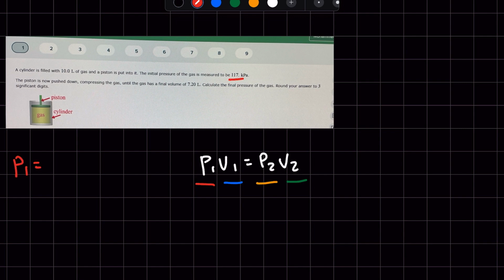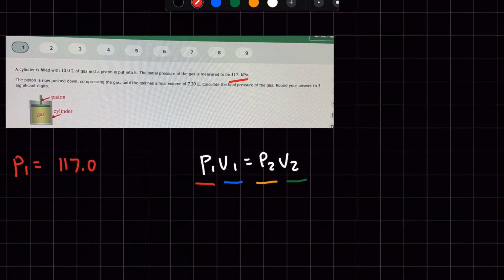So our initial pressure, it gives us right here, it's 117 kPa. And then we can just leave that in kPa, we don't have to convert that into anything. And then it gives us a cylinder is filled with 10 liters of gas. So that 10 liters, that's our volume, and we can just leave that in liters. And then it says the piston is pushed down, compressing the gas, until the gas has a final volume of 720. So that's our final volume. It gives us those three values, and we are left to find x. So we don't know what P2 is, and that's what we have to calculate for.